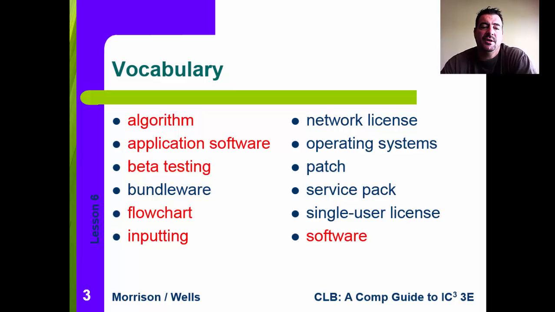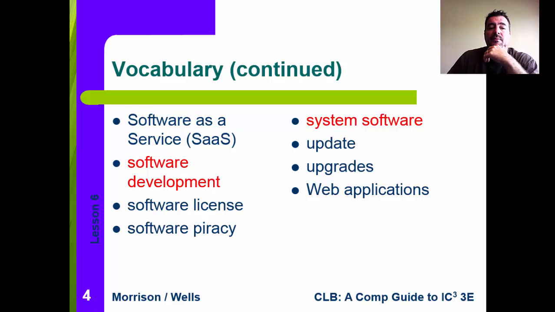We're going to discuss and learn the terms algorithm, application software, beta testing, flowcharts, inputting, and the actual term software. The other things, again for vocabulary, we're going to discover the terms software development and system software. So we'll go through some of those things. The other stuff we will get to in the next video.